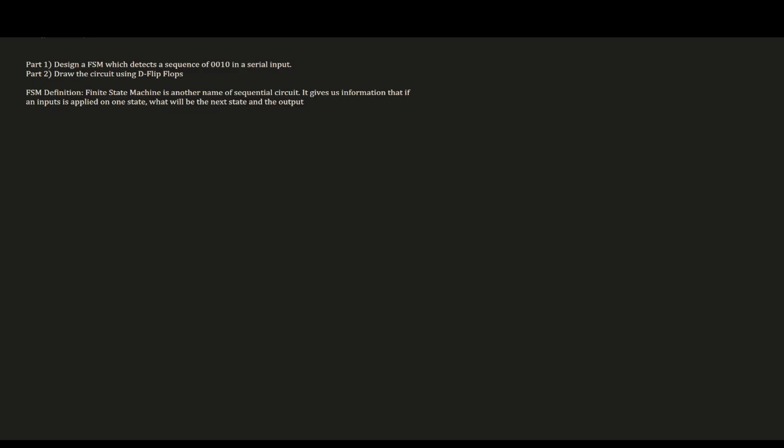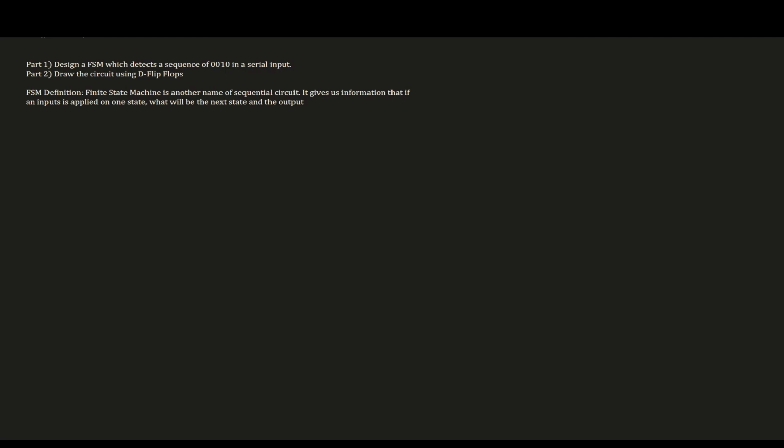So what is a finite state machine? It's another name of sequential circuit. It gives us information that if an input is applied on one state, what will be the next state and what will be the output. So let's get right into it. The first step is to draw the state graph.